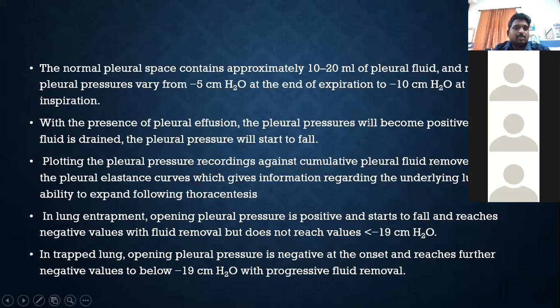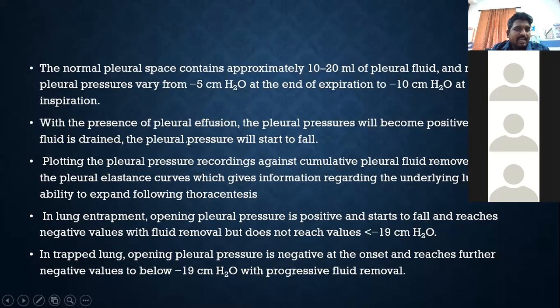In a normal pleural space, approximately 10 to 20 ml of fluid will normally be there, as you know. Normal pleural pressure varies between -5 centimeters of water at the end of expiration to -10 centimeters of water at the end of inspiration. With the presence of pleural effusion, the pleural pressures will become positive.